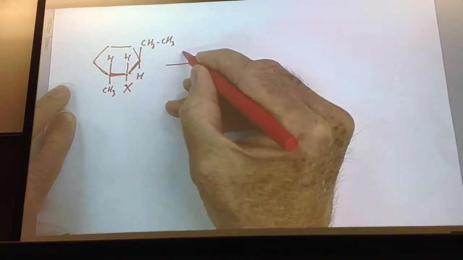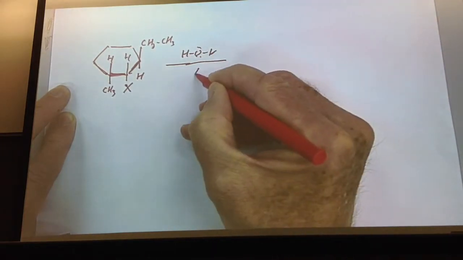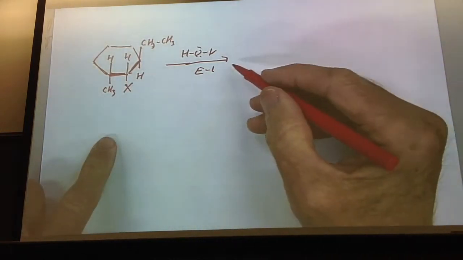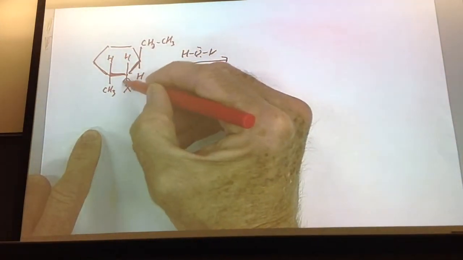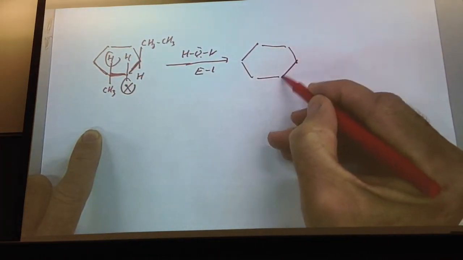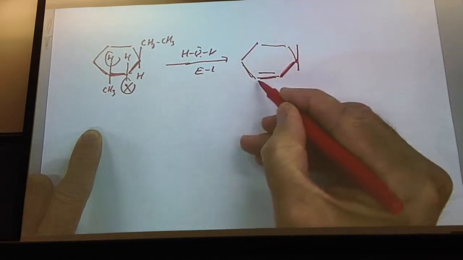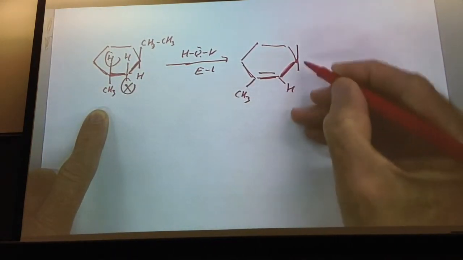If I had a weak base, like water, this is going to go by the E1 mechanism. I'm going to get a mixture of two products. I could get the double bond forming, I could lose this halogen and this hydrogen. If that happens, you're going to get a double bond forming here. We'll still have this methyl group. We'll still have the hydrogen here.